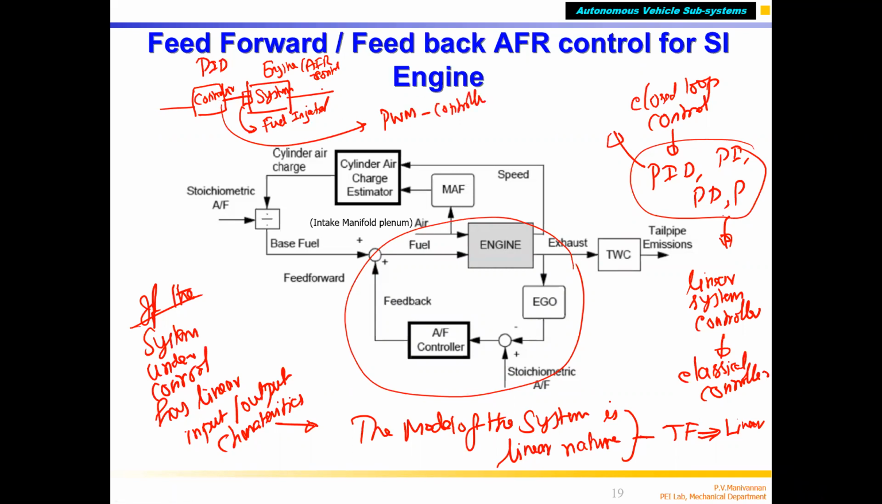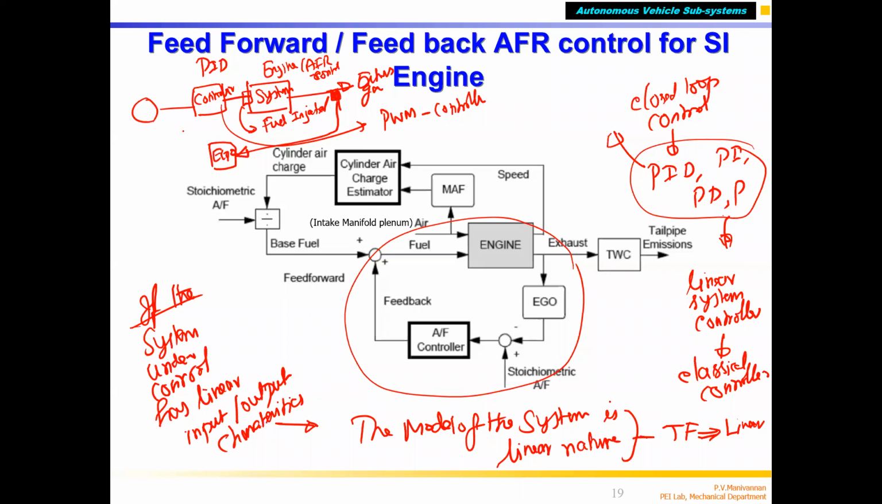Being a closed loop, we need to measure the air fuel ratio. We are trying to control the air fuel ratio, correct? So the air fuel ratio has to be measured. For that, we are using the EGO sensor, which is in the feedback. This is the exhaust gas going out, in which I put my sensor, which is nothing but the EGO sensor. That sensor measures the actual air fuel ratio of the exhaust gas.